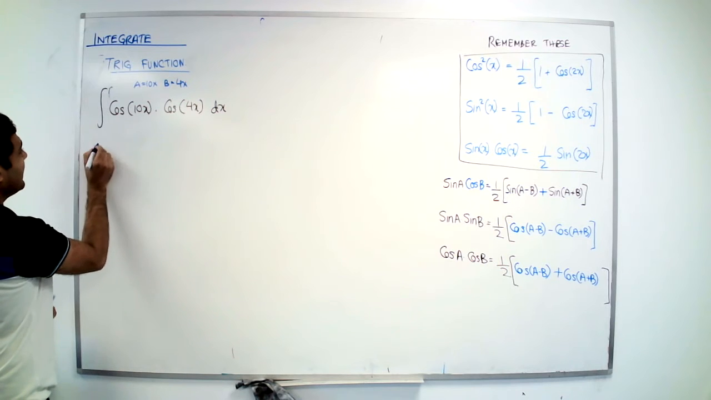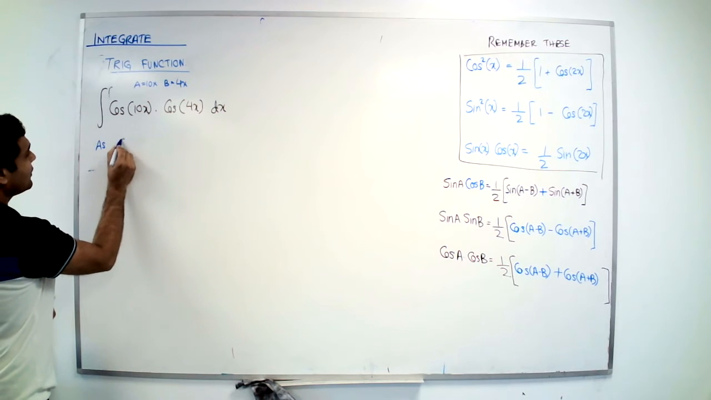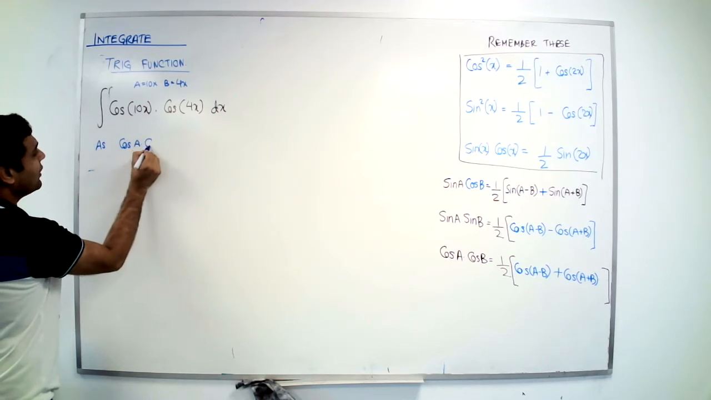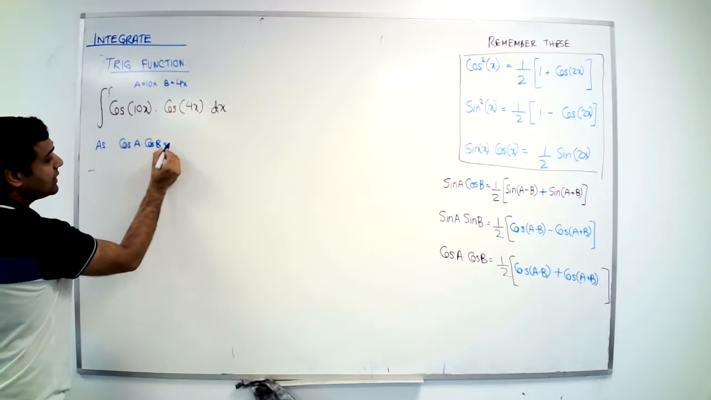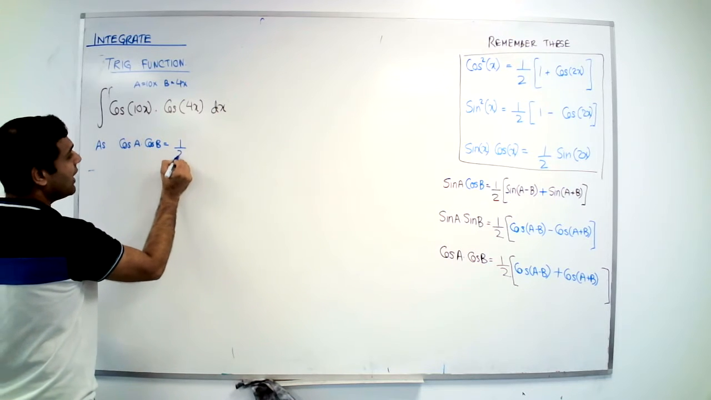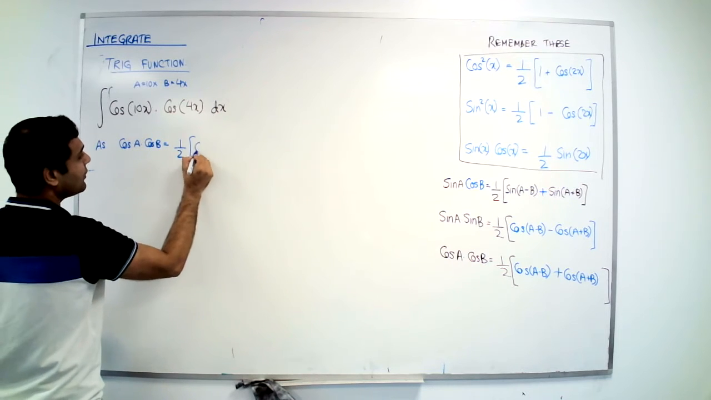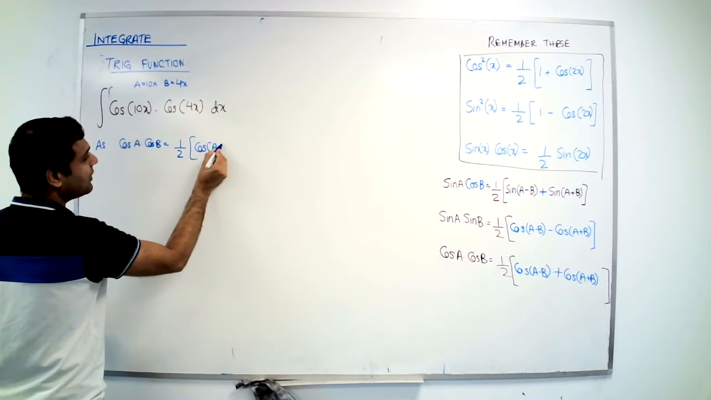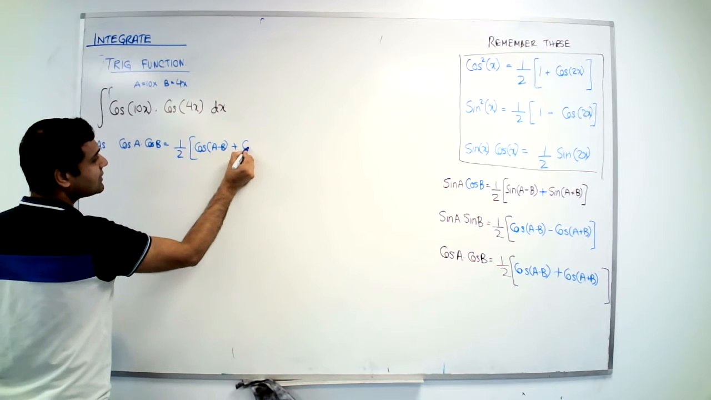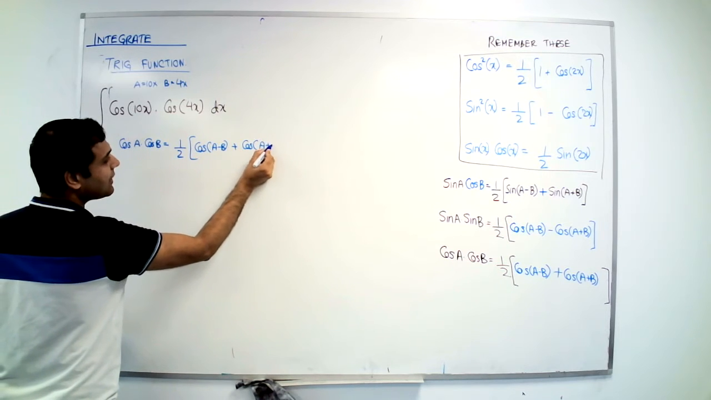Let me write it down here: cos A dot cos B equals half, cos A minus B plus cos A plus B.